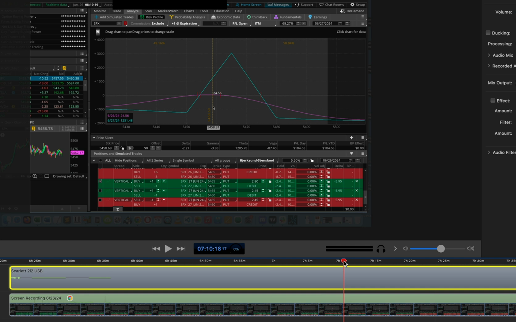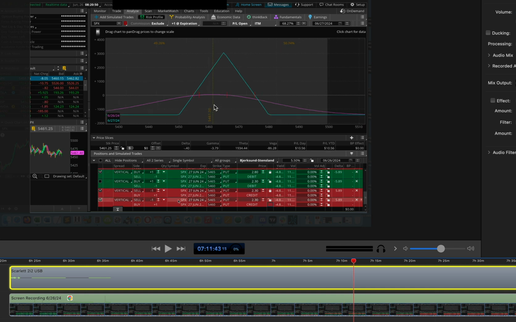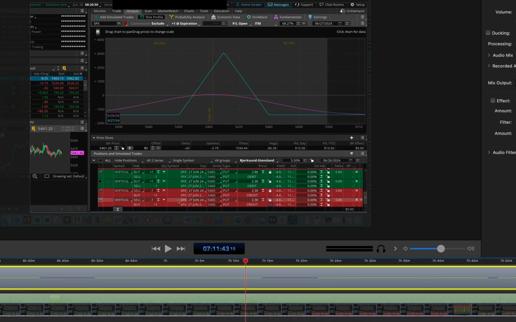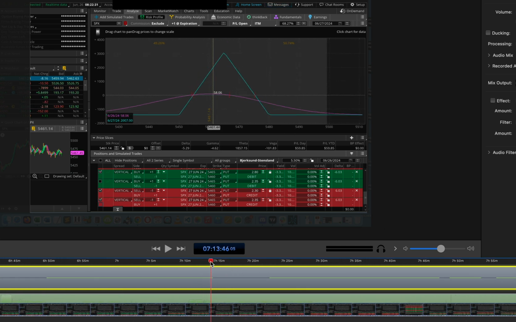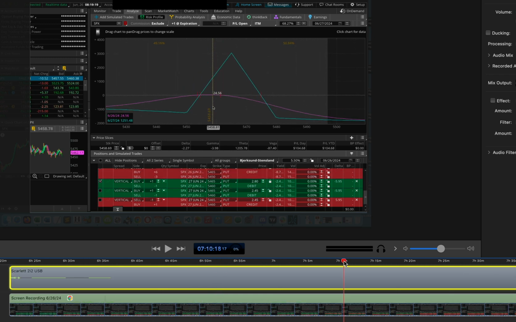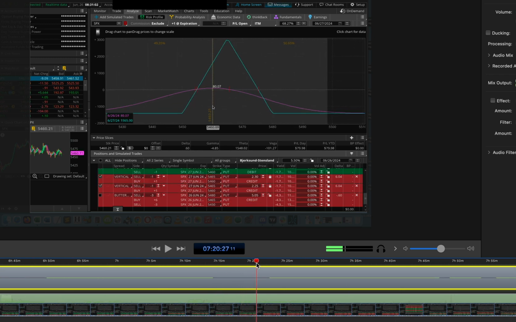Then it came back in, so I took them off. Came back into the tent. I took the tilt trades off, and we went back to the basic butterfly. And then once again, from this point forward, we got really close. If I remember right, we got really close to hitting our profit target. You can see we're up at like $80 there.